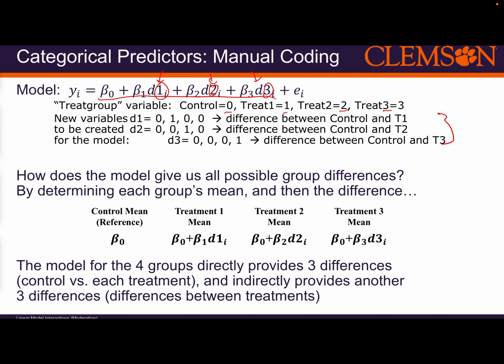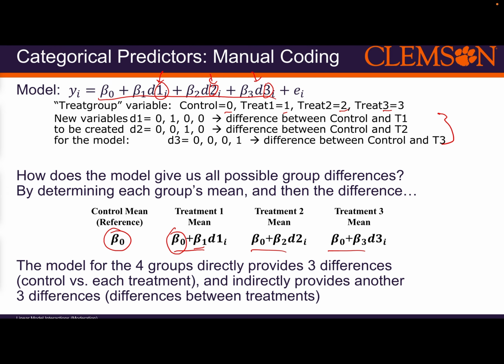So how does the model give us all possible group differences? Well, we can determine each group mean and then just take the difference, right? So we know, for instance, that the control group mean is beta 0. The mean for group 1 is the control group mean plus beta 1. And why do we know this? Well, beta 1 is the difference between the treatment 1 and the control group mean. So when we want to remove the difference, we just put these together, sum them up, and we get our treatment 1 mean. Similarly, the same thing would work for treatment 2 and treatment 3.